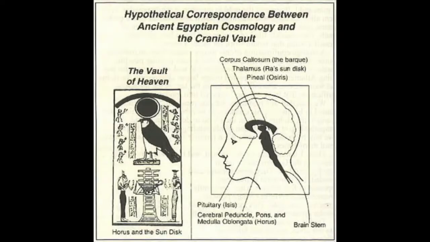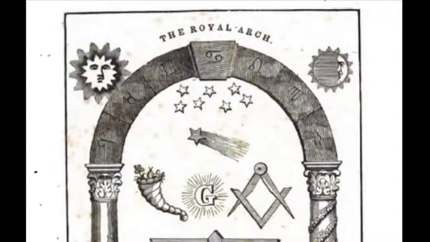The vault of heaven corresponding to the human skull, and the third ventricle or the fornix inside the brain, is the vault of heaven corresponding to ancient Egyptian cosmology. And again, I mentioned that the fornix is called the fornix because it means an archway. And here we're looking at the Freemasonic Royal Arch. And later on in the video, I will tie this in as to why it's royal.